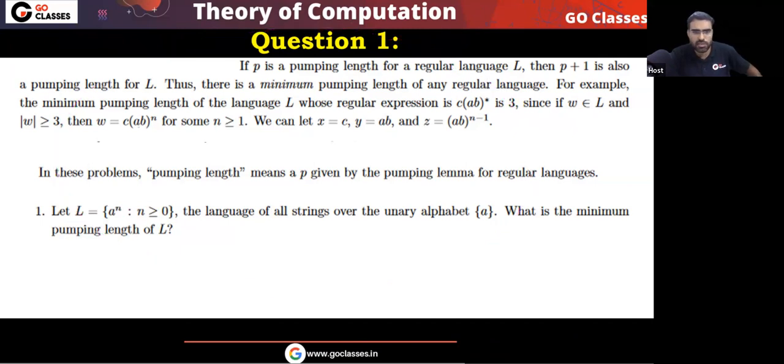Read this question. It says, if P is a pumping length for a regular language L, then P plus 1 is also a pumping length. This is a standard question from a top university. Did we see this first line in the last lecture? Yes, we have already seen this, so you already know what it means.